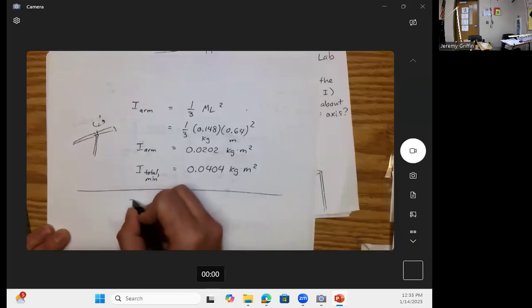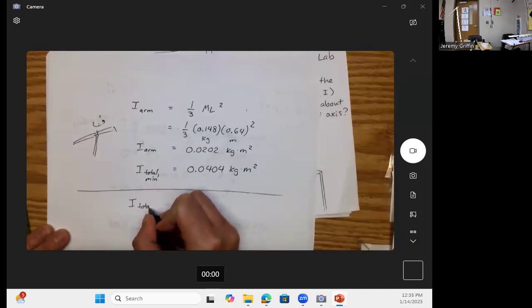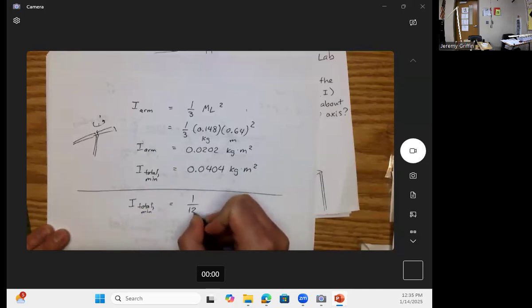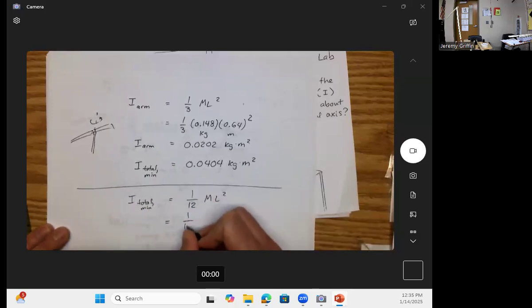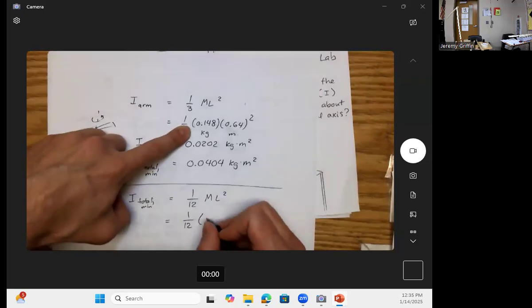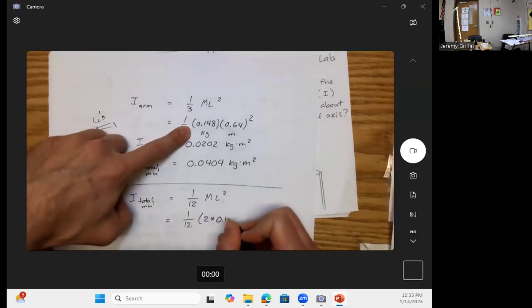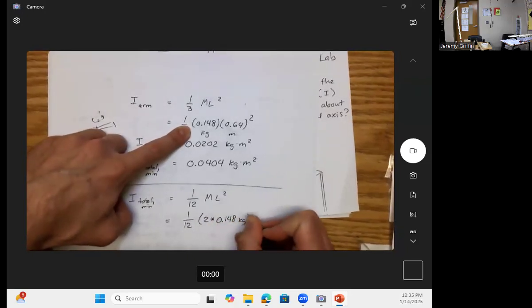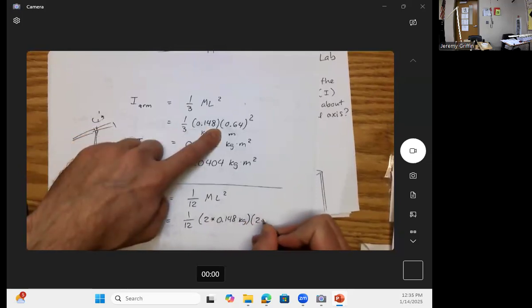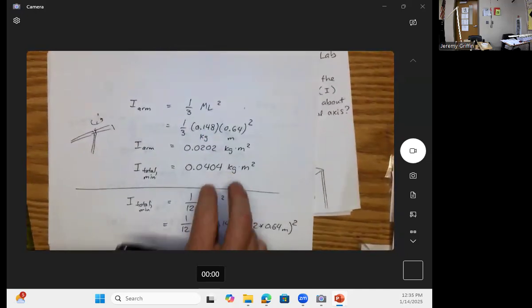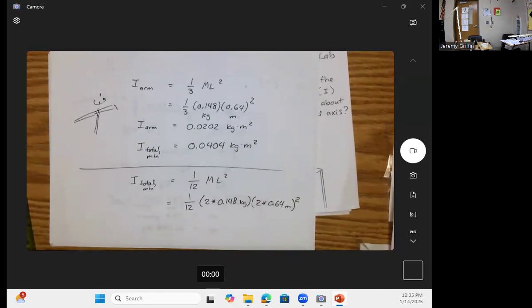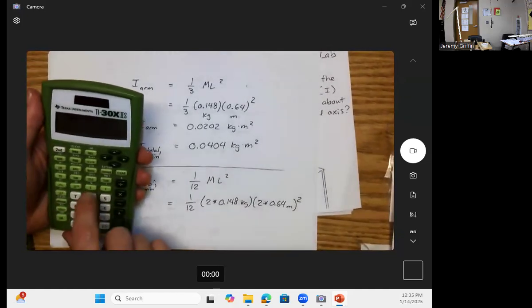So let me say I total. I mean, use that other method, 1/12 ml squared, but it's a different m and a different l. So 1/12, in fact, it's twice the mass of what I had before. So 2 times 0.148 kilograms. And it's twice the length of before. So 2 times 0.64 meters, again being squared. I wonder if this is going to give me the same thing as we got before. I mean, it should, right? Physics is all self-consistent. Let's see if it does.